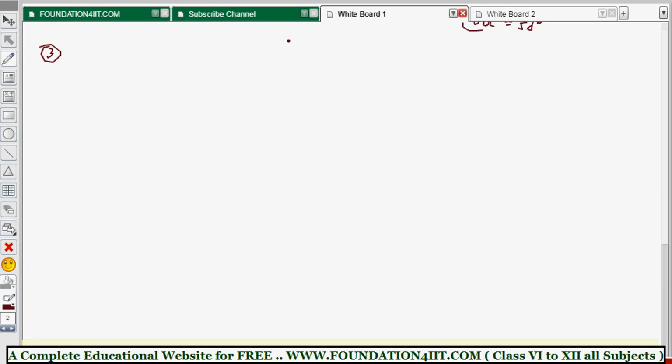So in the adjoining figure, ABCD is a rhombus. I'll take one rhombus diagram. ABCD is the rhombus and BD is the diagonal. B to D. BD is the diagonal. Angle A is given. So angle A is equal to 70 degrees.